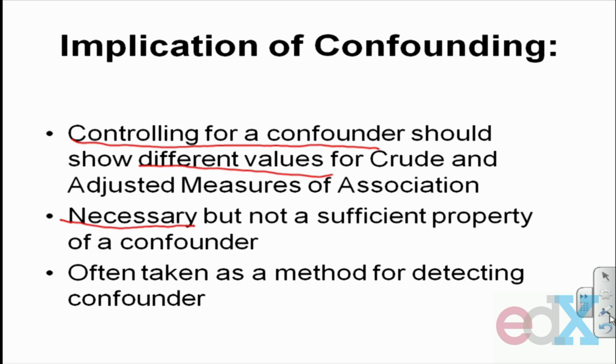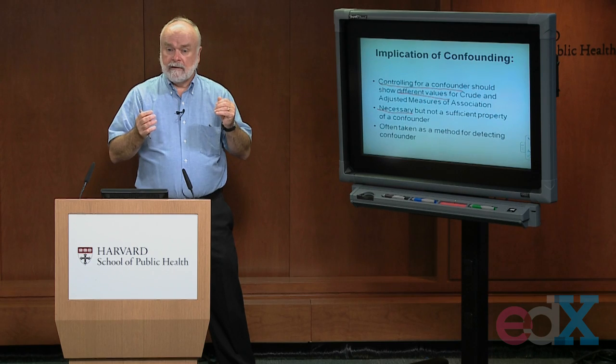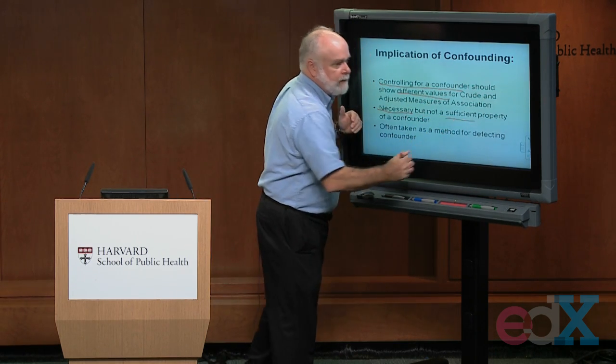If something is a confounder and you control for it, you should get a different answer for your measure of association. You blocked a backdoor pathway by controlling for that confounder. It is a necessary consequence, implication of confounding. But unfortunately, it's not a sufficient property.